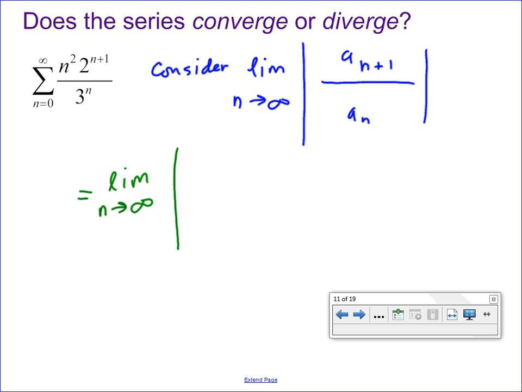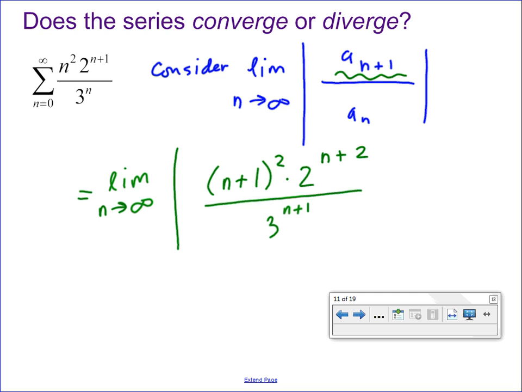A sub n plus 1 would be rewritten as, oh jeepers, that's going to be n plus 1 squared times 2 to the n plus 1, so that's n plus 2, yes? All over 3 to the n plus 1. So there's my a sub n plus 1 all over a sub n.